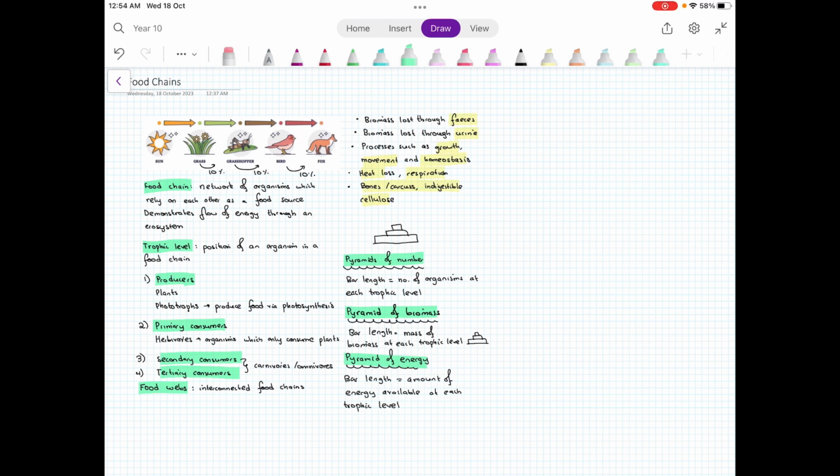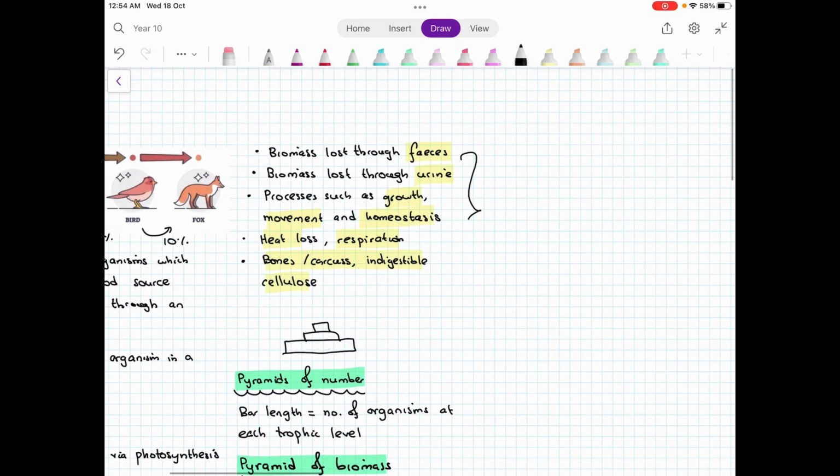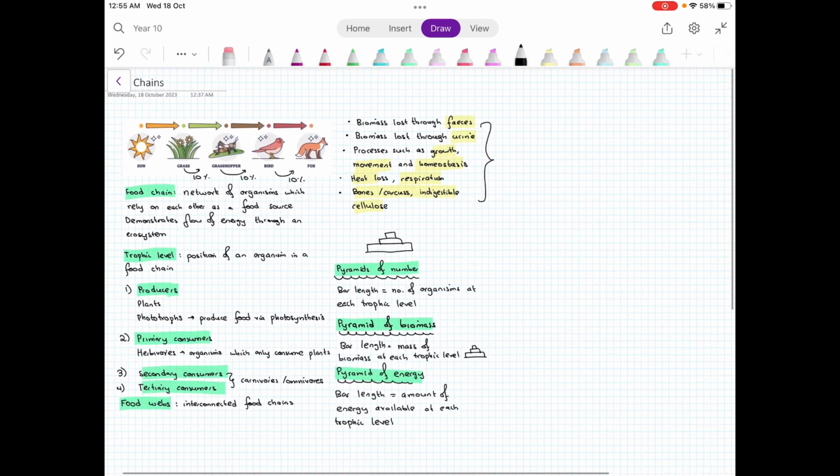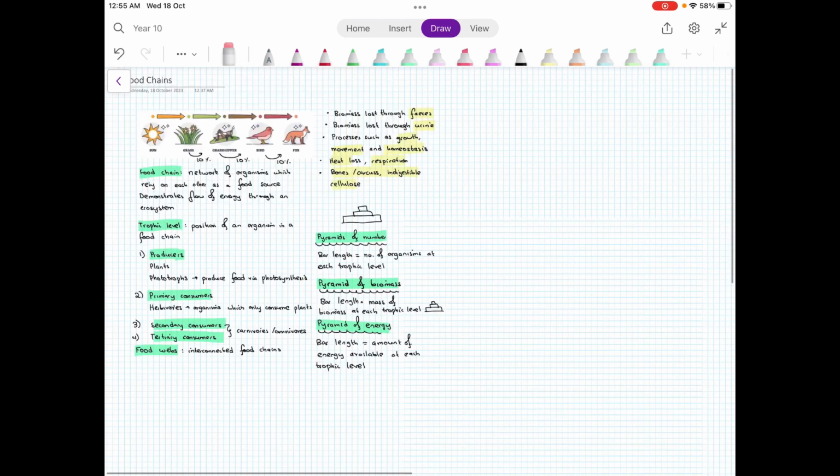So there you have it. Pyramids of number, pyramids of biomass, pyramids of energy, as well as the definitions for food chains and food webs. And then, once again, we briefly talked about the methods through which energy is transferred from each trophic level.